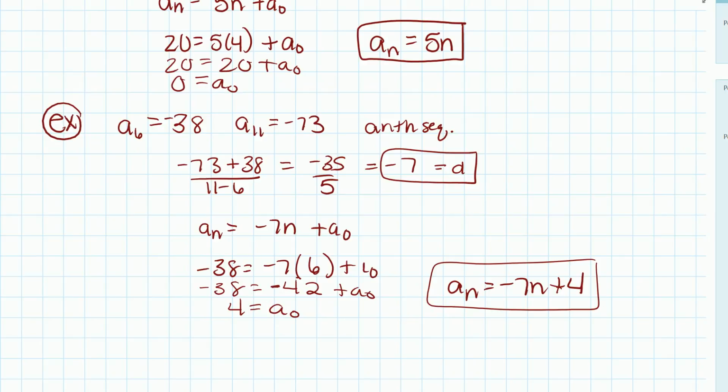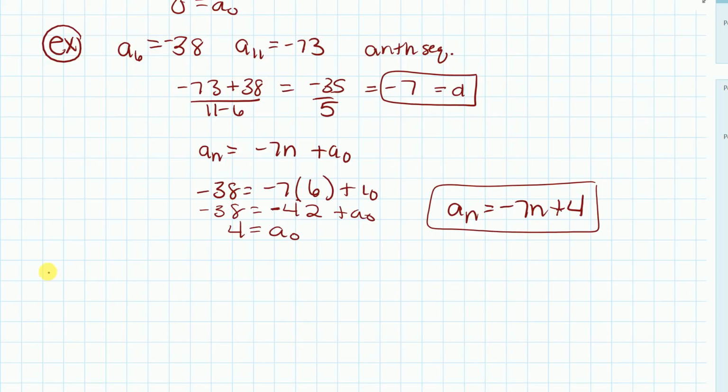Alright, so this is what you should have ended up with. We figure out what the d is by subtracting the terms and then dividing. So you know your d is negative 7. And then you plug in the 6 for the n, where you know your answer should be negative 38. And then you solve for a naught. Alright, so that's one type that you'll have to do that's a little bit harder than what we did on Monday. So let's move on to one where you might need to do it with the recursive.